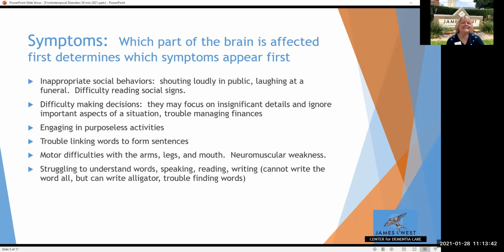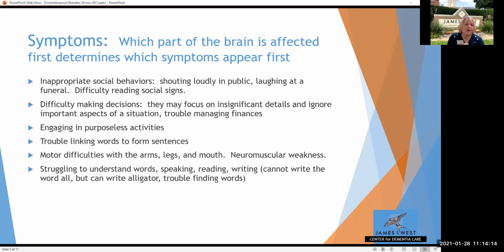Engaging in purposeless activities. Doing things that you're not really understanding. Why are you doing this and why are you doing it over and over again? Having a hard time linking words together, starting to leave out words in sentences, and then having motor difficulties, gait difficulties, issues with arms and legs, neuromuscular weaknesses. Struggling to understand not only the spoken word, but also the written word, having a hard time writing.